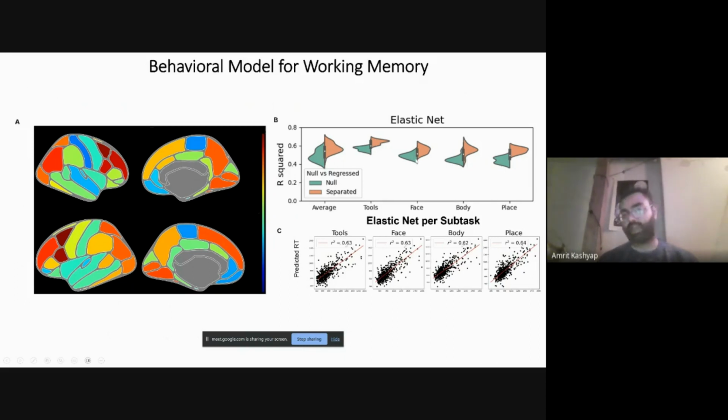And we used another elastic net, since we've been using regression the entire time, another regression technique, which took a linear combination of the spatial temporal signal and fitted it to predict the reaction time. And here you can see that our separated signal explains a lot more of the variance seen in the reaction time than the original signal, and this generalizes across all subtasks.